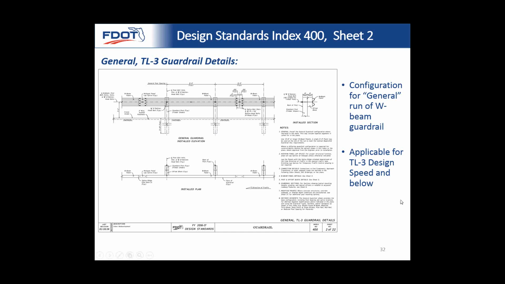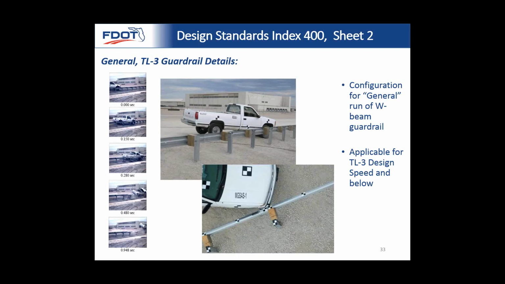I'll show you that on another slide. But basically, this one applies to TL3. Remember before I said we now have an option for TL3 and TL2 guardrail. So I'll show you TL2 in a moment. This is TL3. This is the same as our previous standard. It's just detailed a lot more clearly. Here's just a photo of what it would look like at 6'3" spacing.